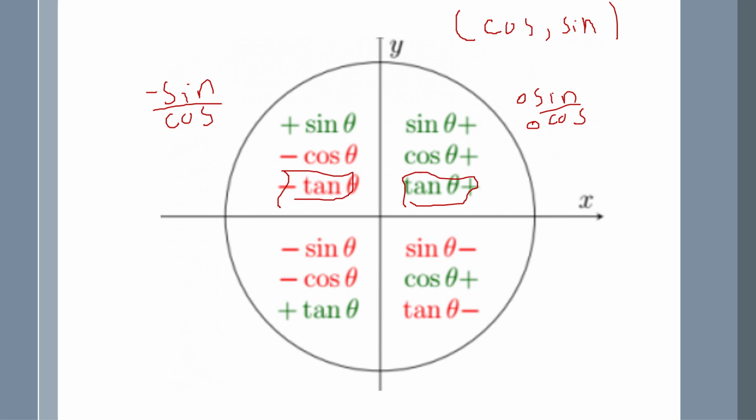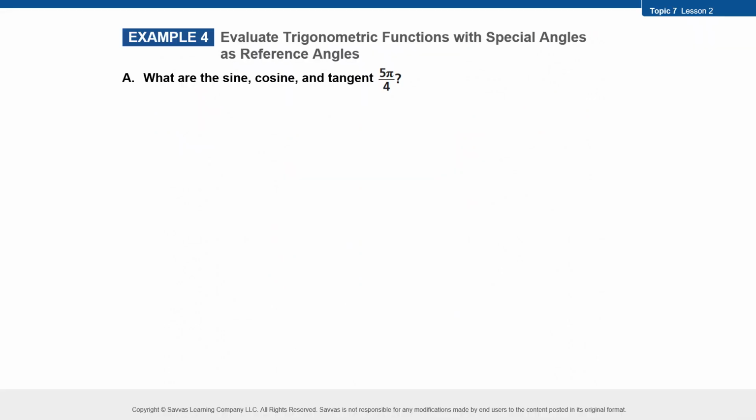But sine, well, let me fix myself. It's cosine right here. So cosine should be negative, not sine. Cosine is negative. All right. In quadrant 3, since sine and cosine are both negative, tangent is positive because when you divide a negative by a negative, it's positive.